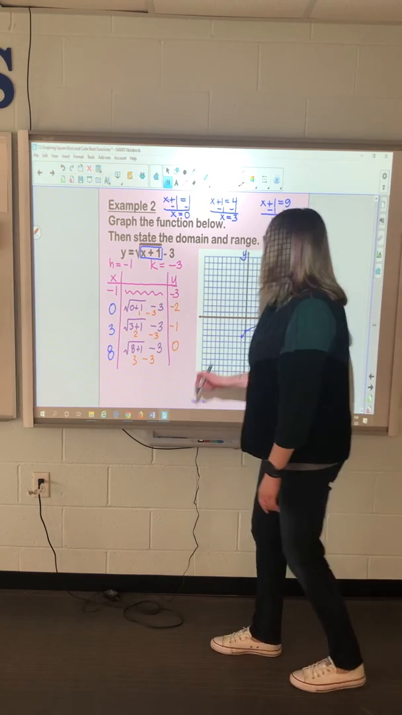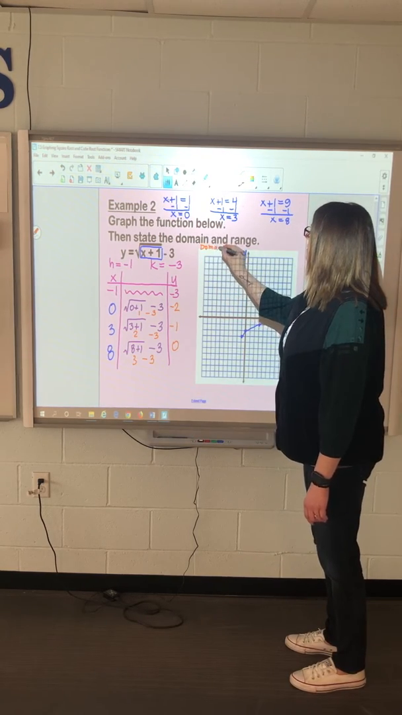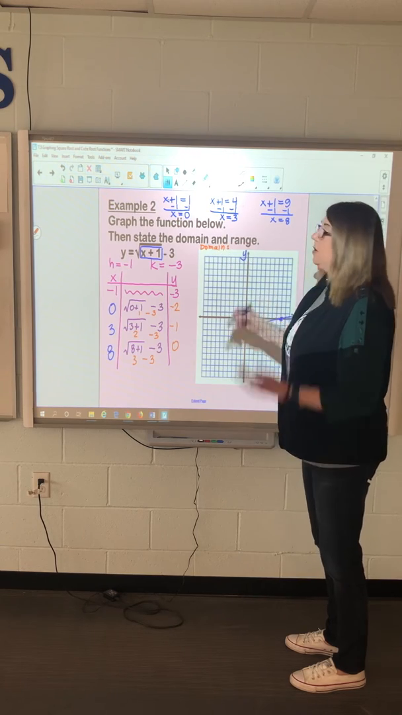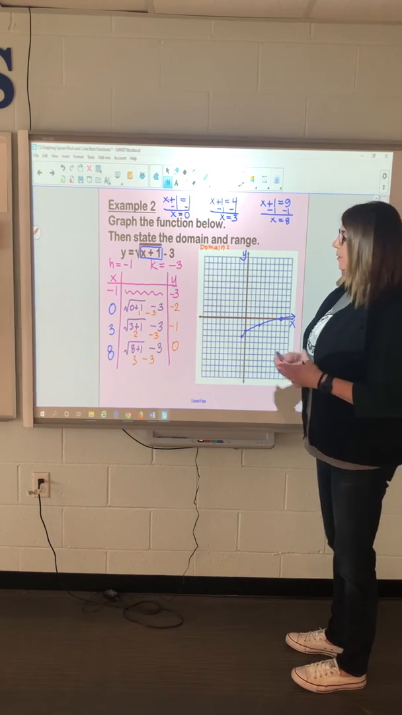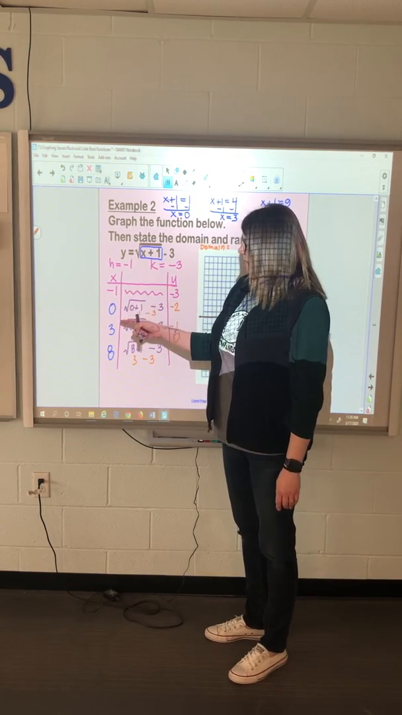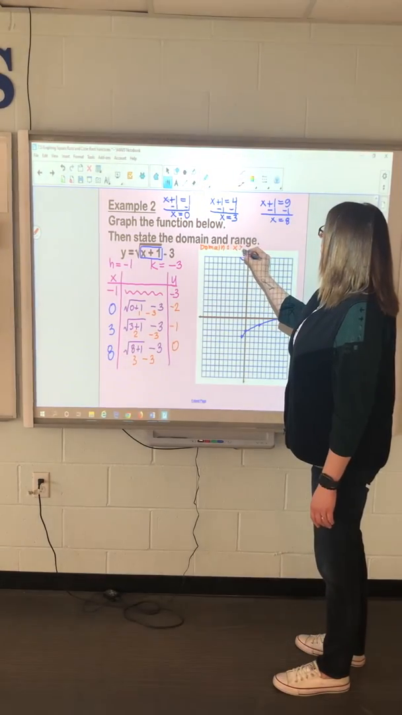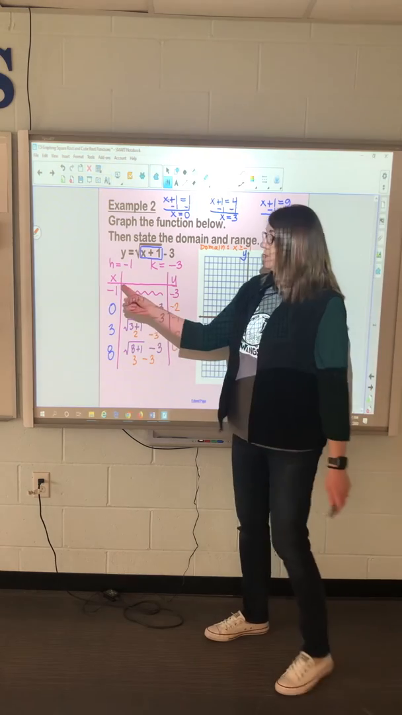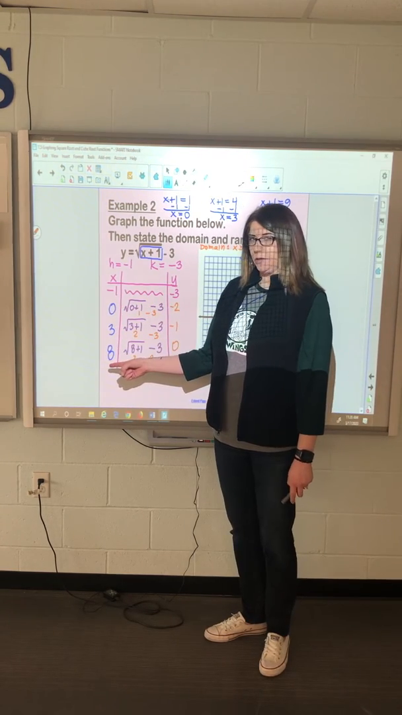So let's talk about domain and range. Let's start with domain. Now the good thing is that you can look at your table and you can look at your graph and come up with that domain. If we look at our table, we started at -1, and then our x values got bigger. So I'm going to say x is greater than or equal to -1, because this is where I started, and then all of my other numbers that we plugged in were larger than that.